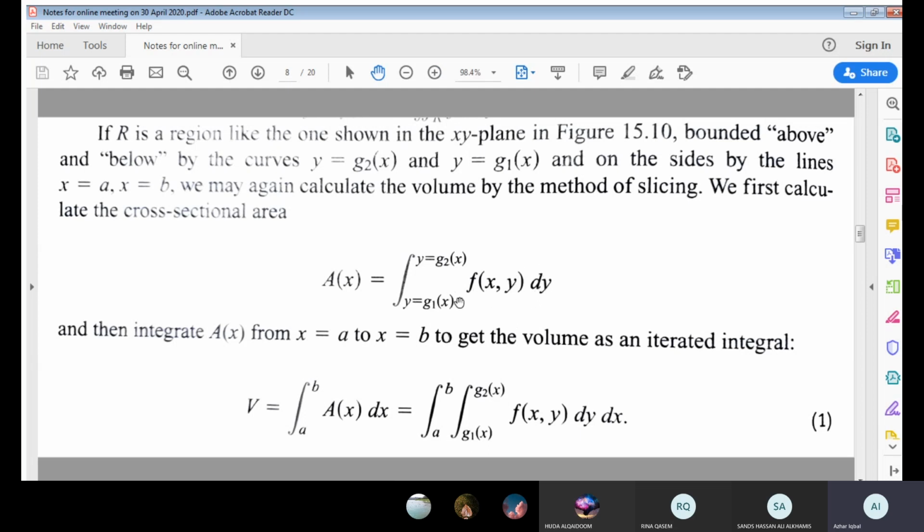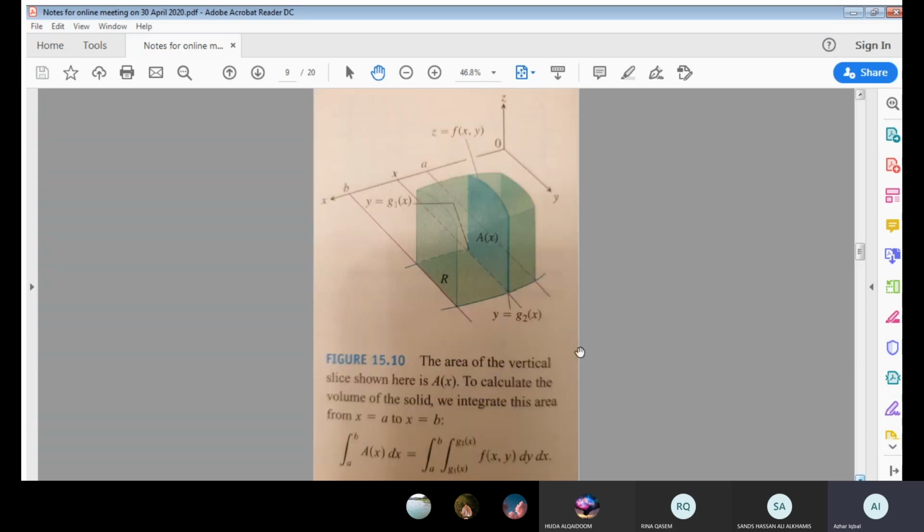So this is the area of a small part of the blue, the cross-sectional area of blue, or this is a strip of that. And then you integrate from y equal to g1(x) to y equal to g2(x). Then, if you have calculated this area, the next step is to multiply this area with a small increment along the x-axis.